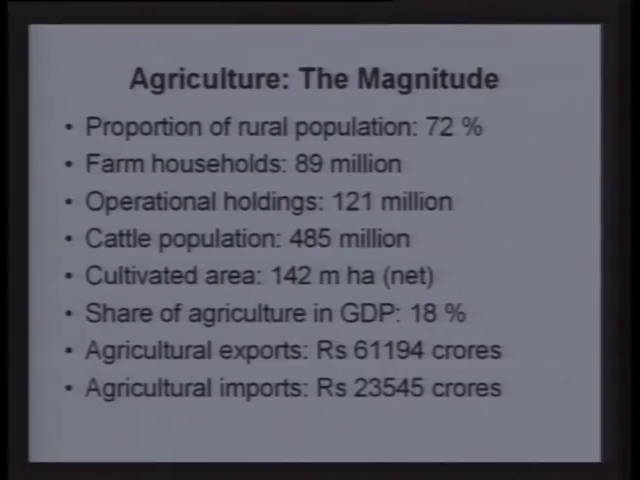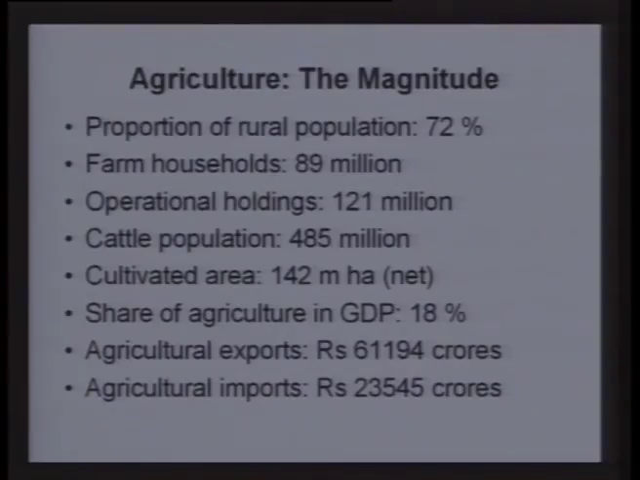Then there are 485 million animals, cattle, in the country. 142 million hectares is the net cultivated area in the country. Then the agriculture sector's share in the GDP is 18%. So 18% of the total GDP is given by the agriculture sector.